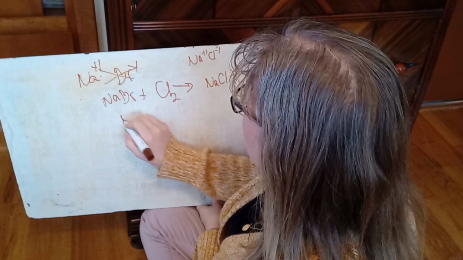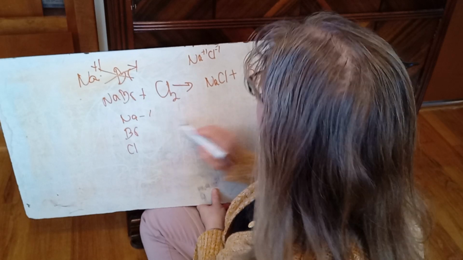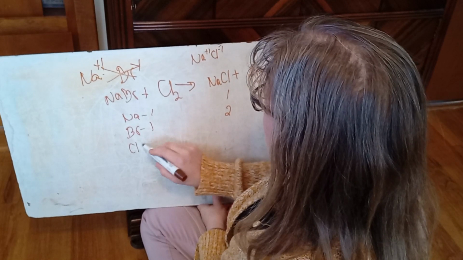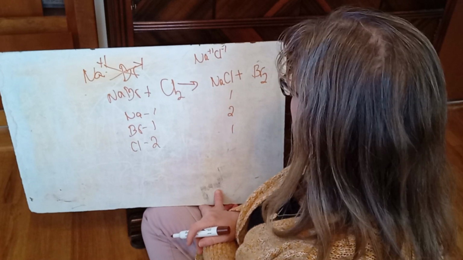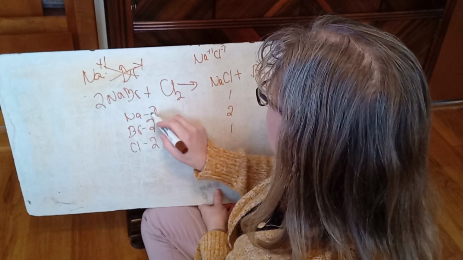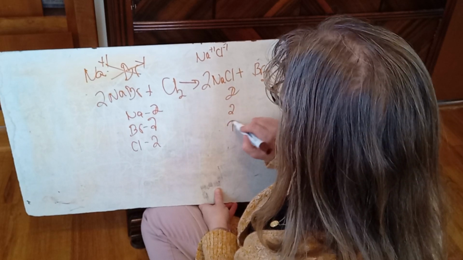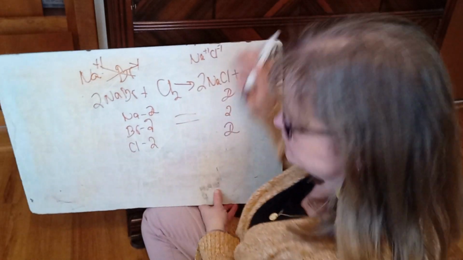Okay, so now I need to write out what I have. NaBrCl. Na is 1 and 1. Br is 1 and 2. Cl is 2 and 1. Okay, so let's start with, we know that bromine is going to need to become 2, so I'll do that. That makes bromine 2, that makes sodium 2. Well, if I put this here, that makes sodium 2 and chlorine 2. Now we are equal and happy. Okay? It just takes time to work through them step by step to do them.